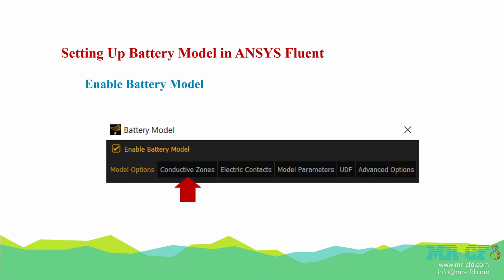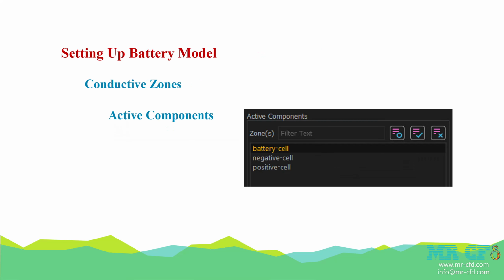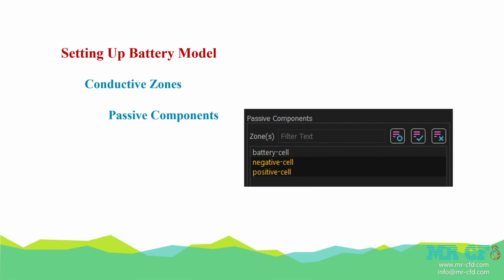The Conductive Zones tab allows users to select zones for active, tab, and busbar components. In the Active Components box, we select the appropriate zones for the active components of our battery. Active zones are the main battery cells where electrochemical reactions occur. In the Passive Components box, we select the appropriate zones for the passive components of our battery. Passive zones include tab zones and bus bars used to connect the tabs of different batteries.